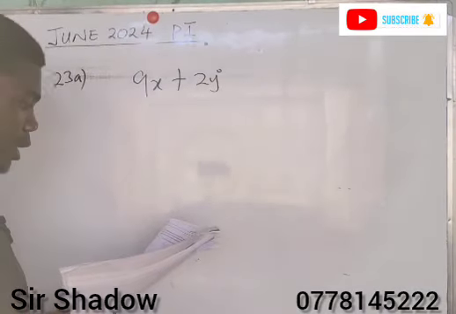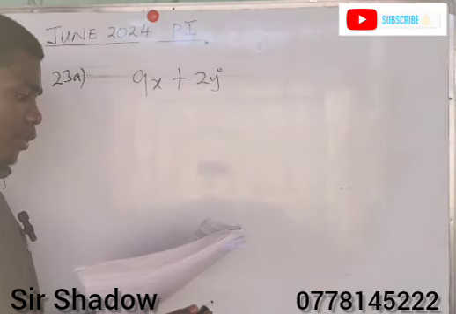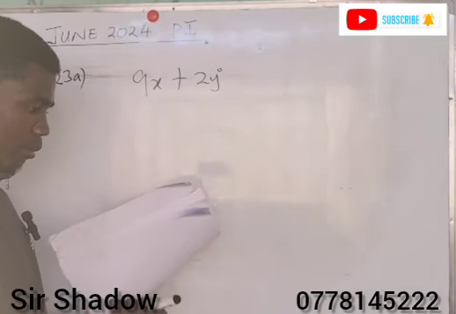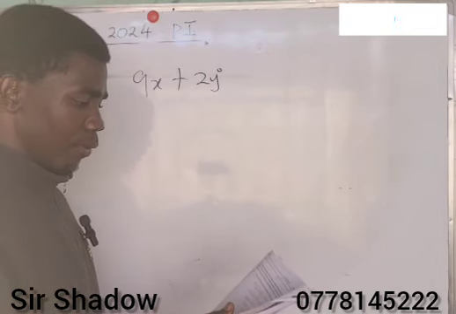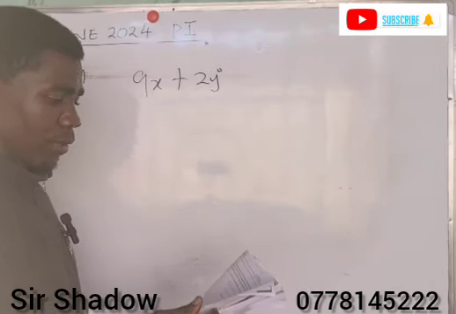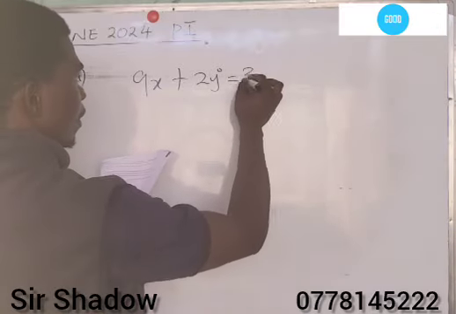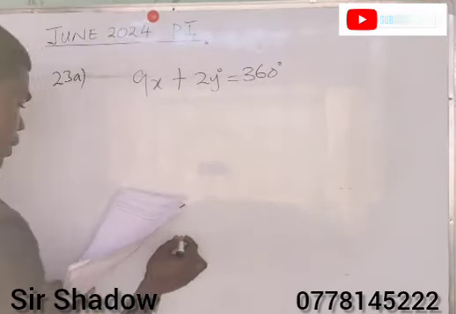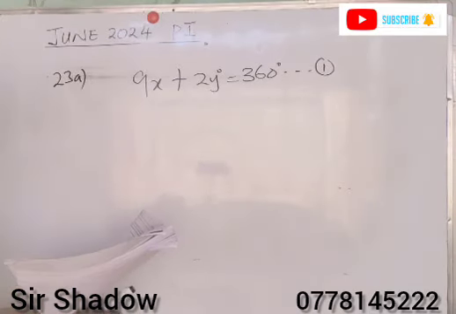But remember, the sum of the exterior angles of an 11-sided polygon should give us 360 degrees. You can name this one equation 1.